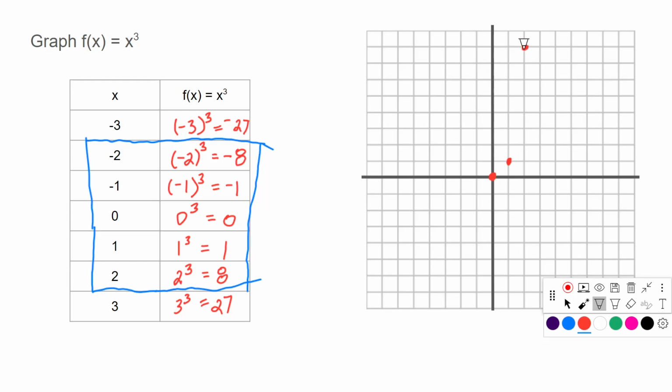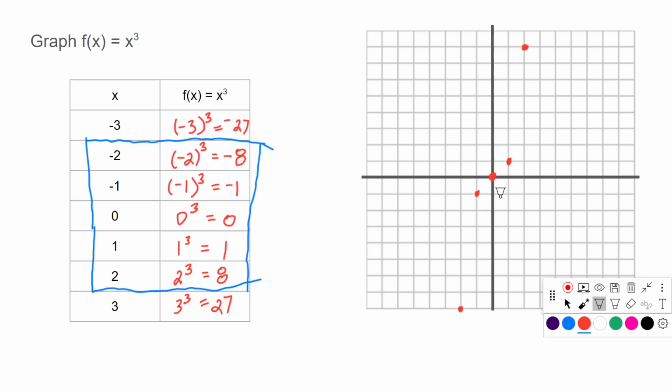Now, unlike a quadratic, instead of being symmetrical about the y-axis, we have rotational symmetry. What that means is if I rotate this portion of my graph 180 degrees, I will get the shape of the graph down here. So when I have negative 1, it's also negative 1, so 1 to the left, 1 down. At negative 2, that's 2 units to the left from 0, 0, and it's 8 down. 1, 2, 3, 4, 5, 6, 7, 8.